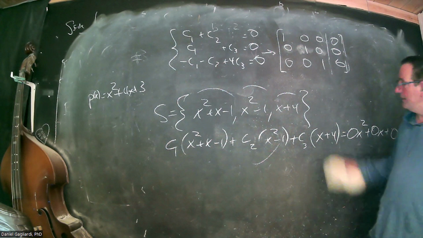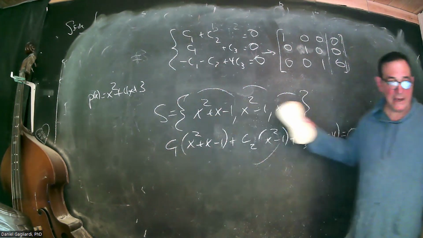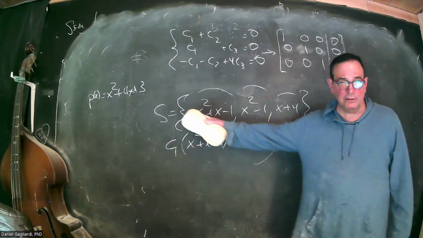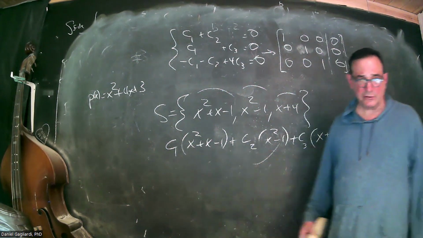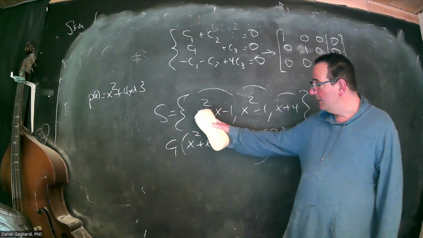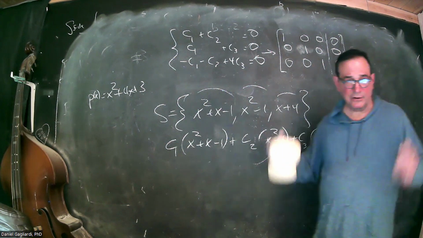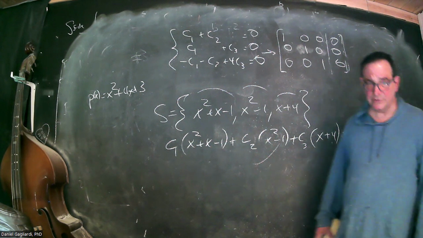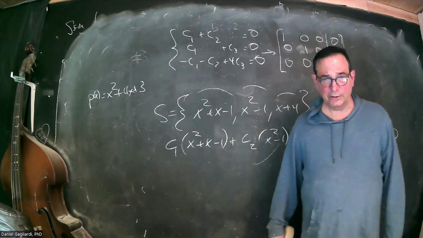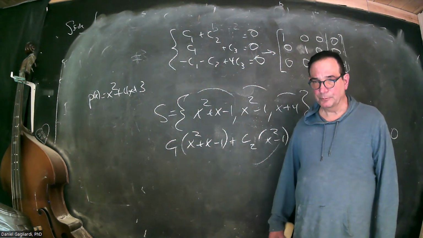So now I've shown that we have three linearly independent vectors. I didn't ask you to do that. I just wanted to do that extra for you. But we have three linearly independent vectors in P2, the polynomial vector space of second order polynomials. Okay, fantastic.